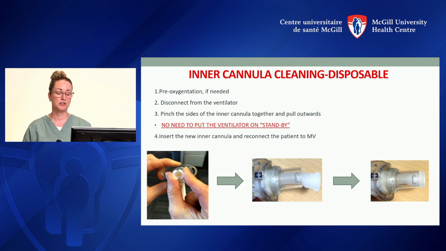And it's important you need to insert the new inner cannula before reconnecting the patient back to the ventilator. There should be no patient who's connected onto a ventilator without an inner cannula present. And this is for safety reasons, of course. And I had previously mentioned, if there's a big mucus plug that blocks the tracheostomy tube, that inner cannula is a safety mechanism you can pull out and change, and the patient continues to have their patent airway.